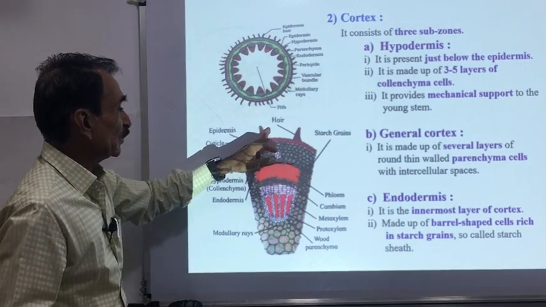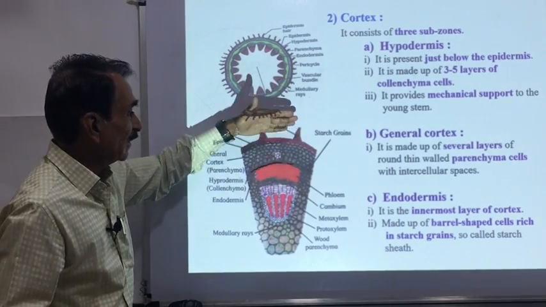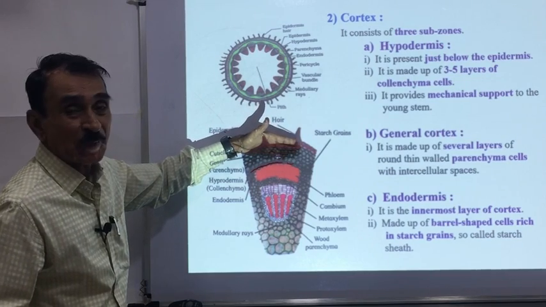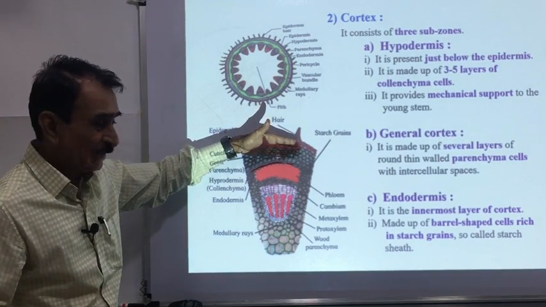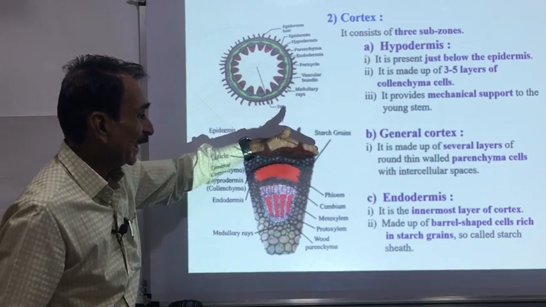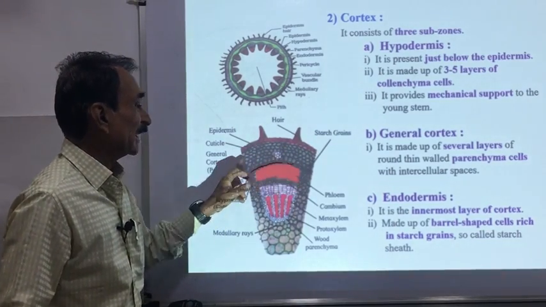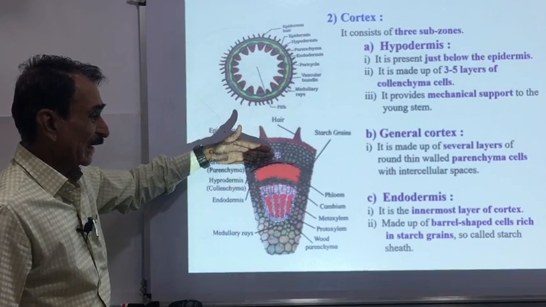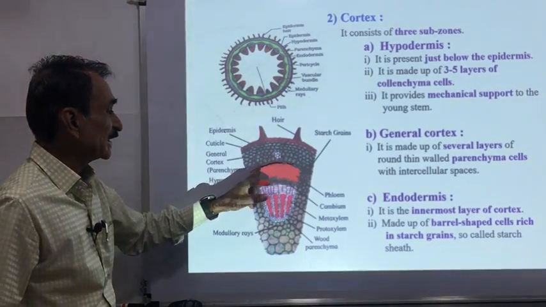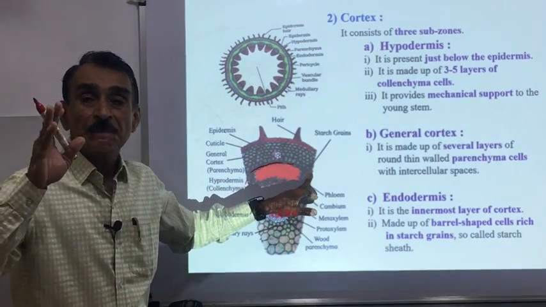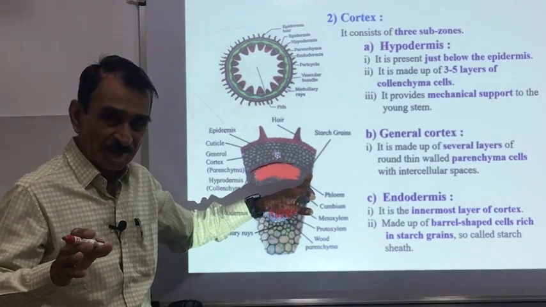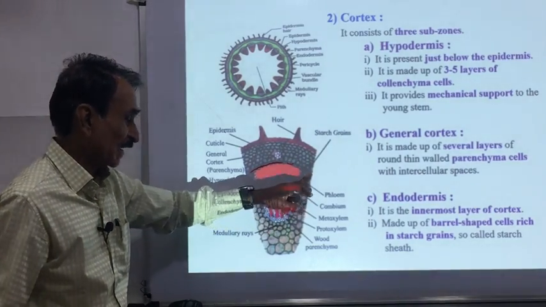Epidermis, multicellular hairs, trichomes, followed by hypodermis, made up of collenchyma cells, providing the mechanical support. General cortex is made up of parenchyma cells with intercellular spaces. The innermost layer is the endodermis. It is a single layer of barrel-shaped cells containing starch.